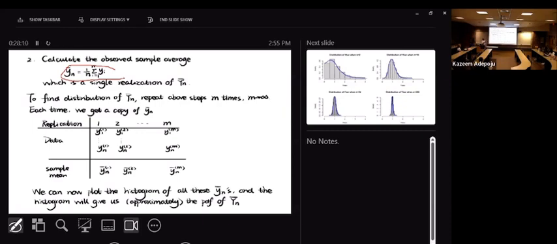Now, to find the distribution, we need a distribution of y bar. If I want to get a distribution of y bar, then I actually need to take, for instance, a sample. And that sample will be repeated. That was why I said, repeat the above step m times, where m tends to infinity each time.